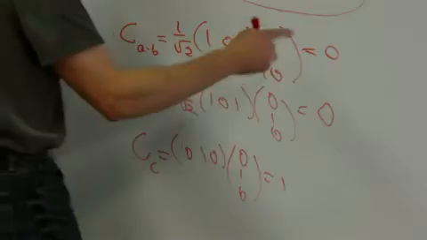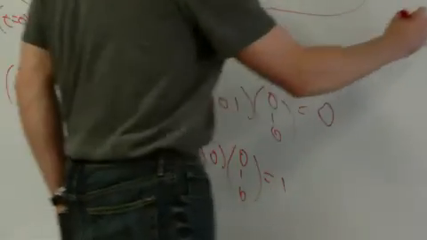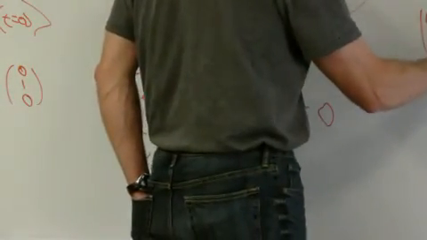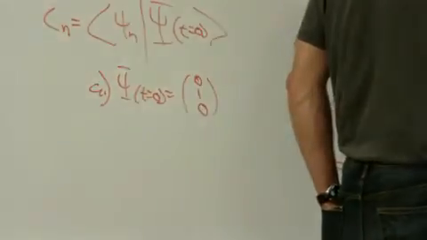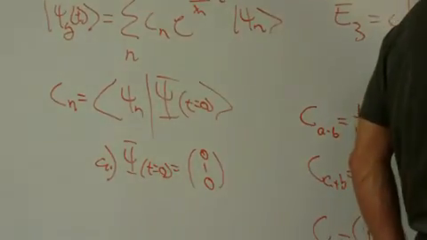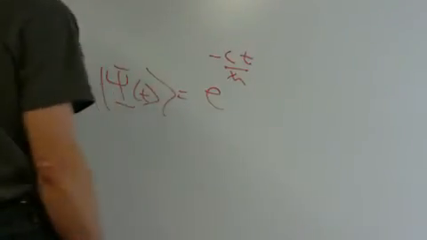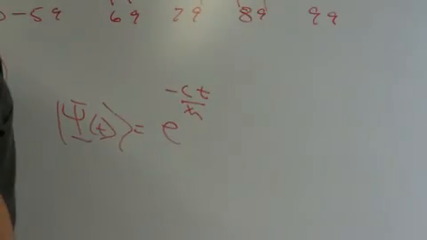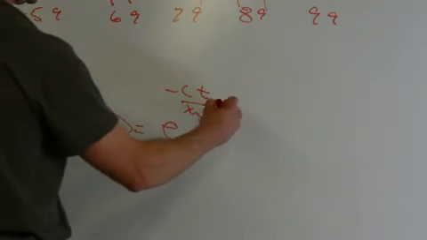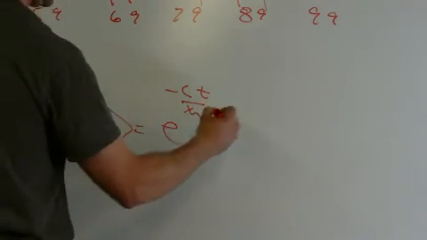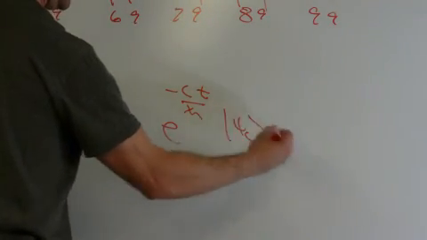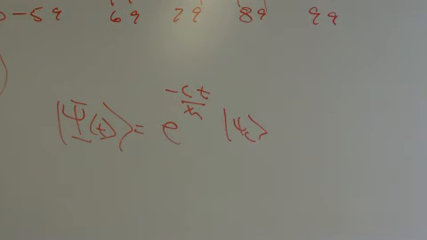So the answer is that psi of t equals e to the minus i C times t over h bar, right? Times, if you want, what did I call it over here? Psi 3 or psi C. That's it. And that's the full time dependent one.